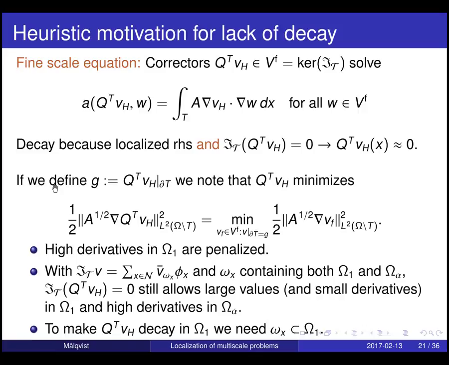So we go back to the definition of the fine scale equation. These correctors were defined in this way. Vf was the kernel of the interpolation operator. The right-hand side has support on one triangle. So the solution decays for two reasons. First, the right-hand side is localized to one triangle, and there's no data outside. So if we would solve the thing in the full space V, it would look like the Green's function in 2D, with logarithmic decay. So there's some decay coming from that. But that's not all. I mean, we showed exponential decay.